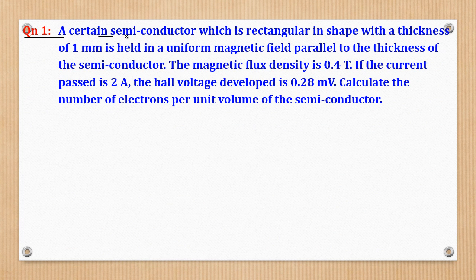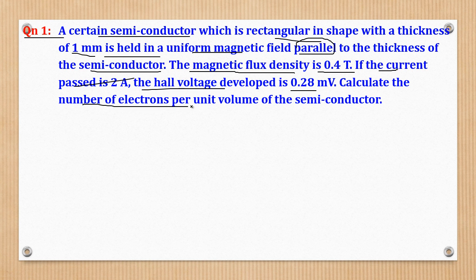Question 1 says, a certain semiconductor which is rectangular in shape with a thickness of 1 millimeter is held in a uniform magnetic field parallel to the thickness of the semiconductor. The magnetic flux density is 0.4 Tesla. If the current passed is 1 ampere, the Hall voltage developed is 0.28 millivolt. Calculate the number of electrons per unit volume of the semiconductor.